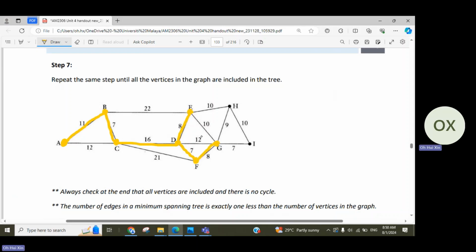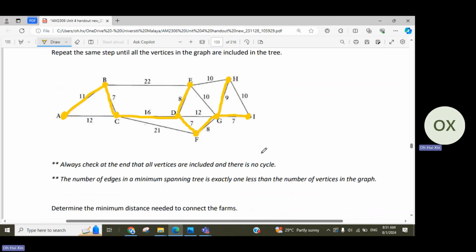So you know that you don't need to look at other edges anymore because there are only 2 vertices that you are not reaching yet. As long as you are able to connect to those vertices, then you finish what you need to do. So you have 10 to go to H, 9 to go to H from G, and also 7 to go to I. So the shortest one is to go to I, take the 7. Then after that, the next one is either EH, GH, or IH, and the shortest one is GH, so that's why we take GH.